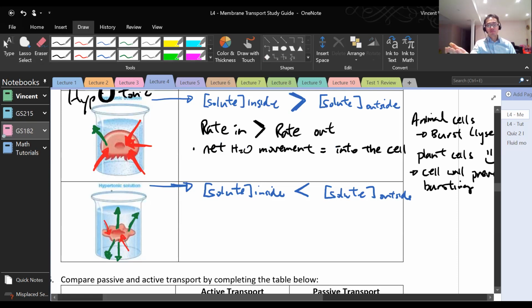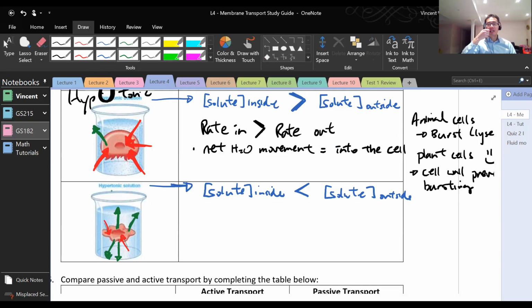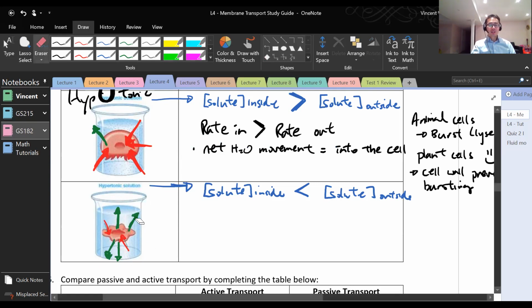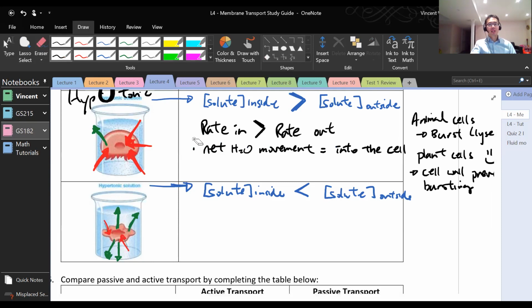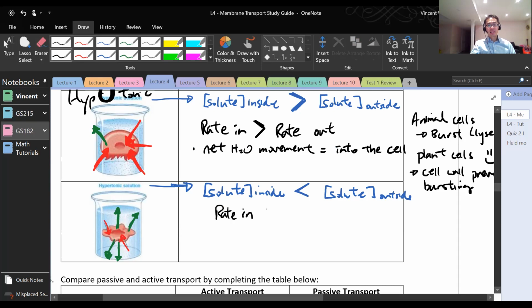Okay. One way to help you remember this is to think about what happens if you take a spoon of salt and you put it in your mouth, right? You put a spoonful of salt in your mouth. Don't swallow it. You put it there. After 30 seconds or something, your saliva gets sucked out, right? That's exactly what's happening here. If there's a high solute concentration surrounding the cell, all the moisture from the cell will get sucked out. Okay? So rate in is less than rate out. So you have a net water movement out of the cell.